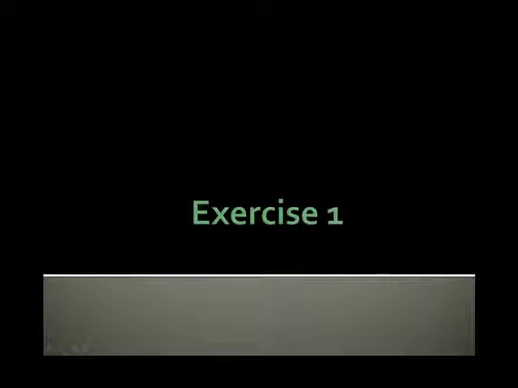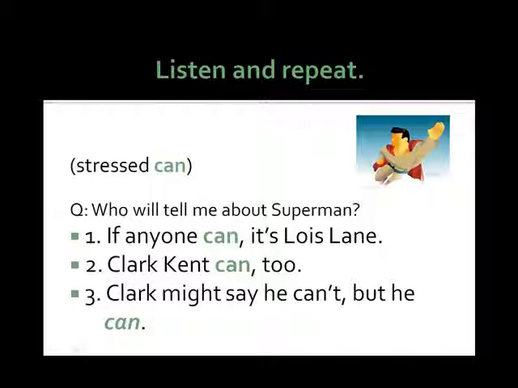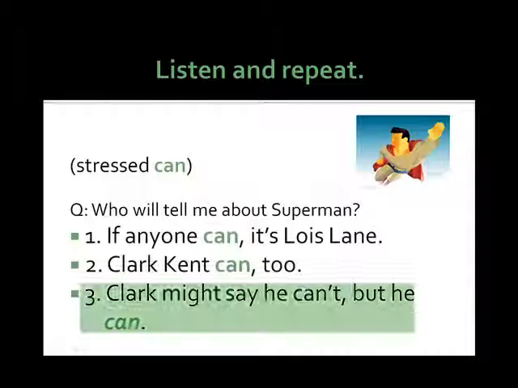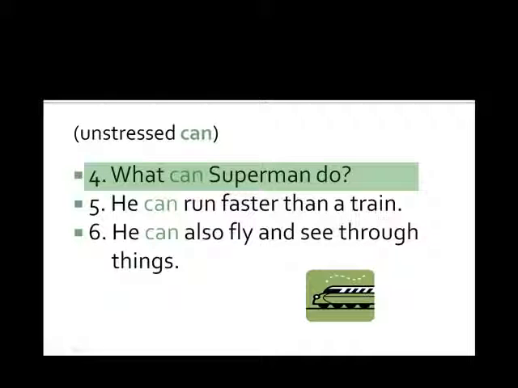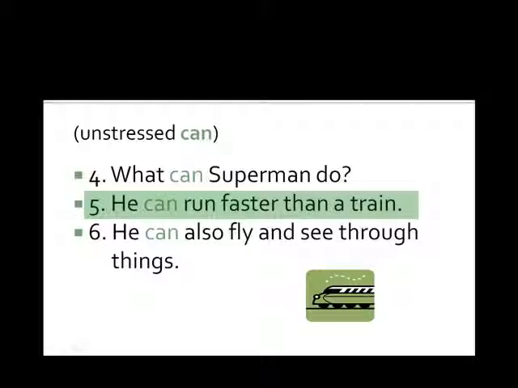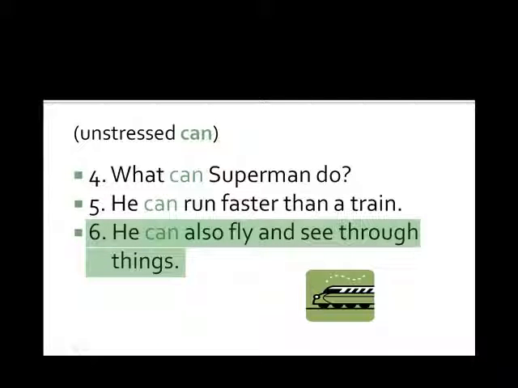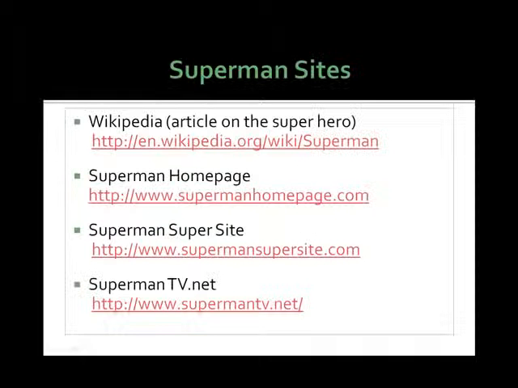Exercise 1. Listen and repeat. Question. Who will tell me about Superman? 1. If anyone can, it's Lois Lane. 2. Clark Kent can too. 3. Clark might say he can't, but he can. 4. What can Superman do? 5. He can run faster than a train. 6. He can also fly and see through things. And for those of you who'd like to know more about Superman, you can check out these sites.